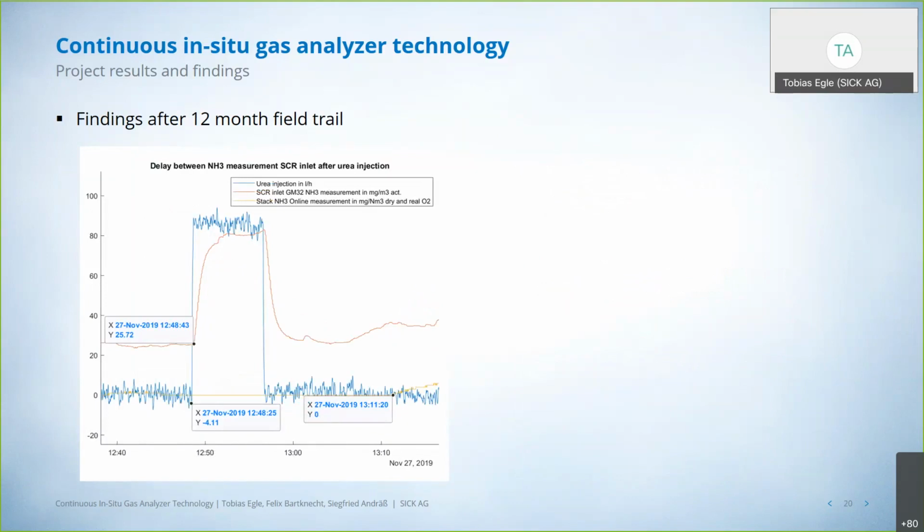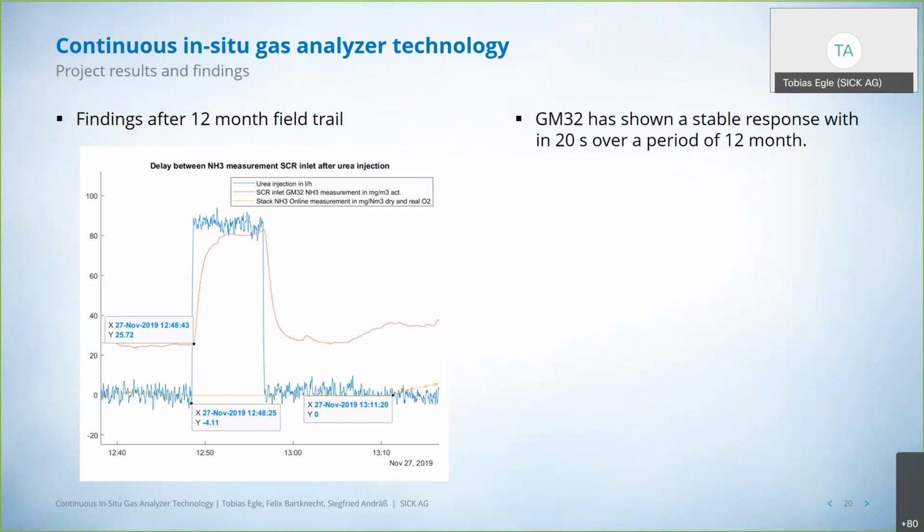The second target was within 12 months to define the maintenance interval of the filter, because typically a GEAM32 does not need much maintenance or no maintenance within 12 months. The filter gets dirty and may destroy your response time due to dirt, and 100 grams dust per cubic meter is really a challenge. So we compared the ammonia injection at the SCR with the response time of the analyzer.